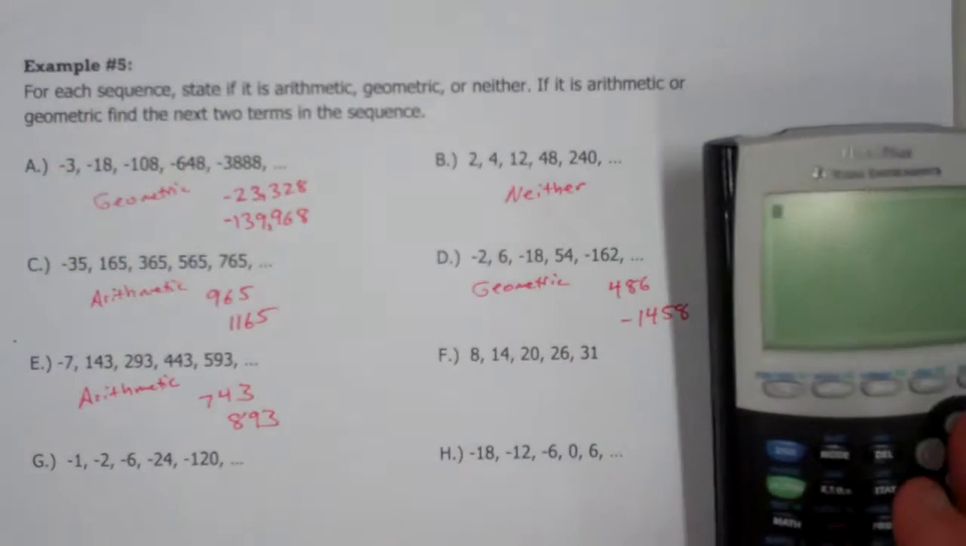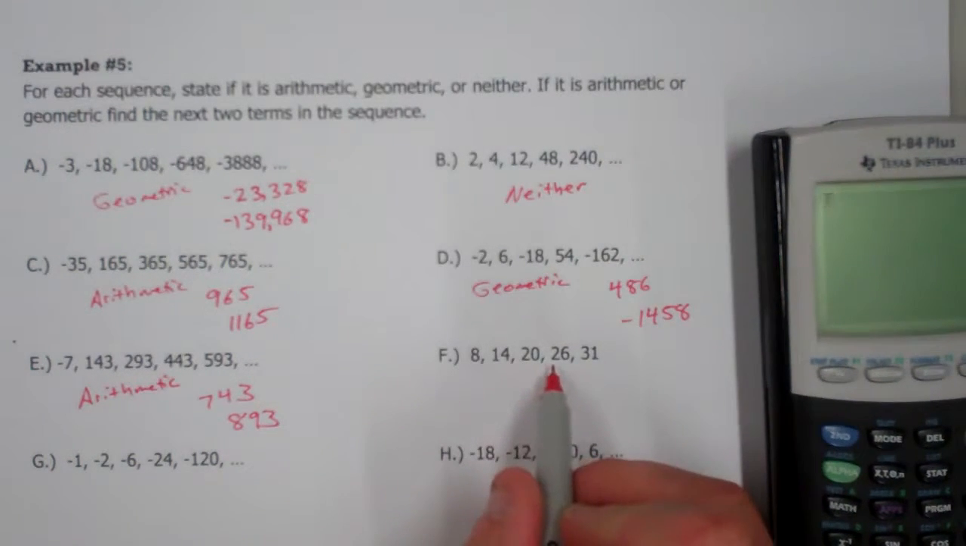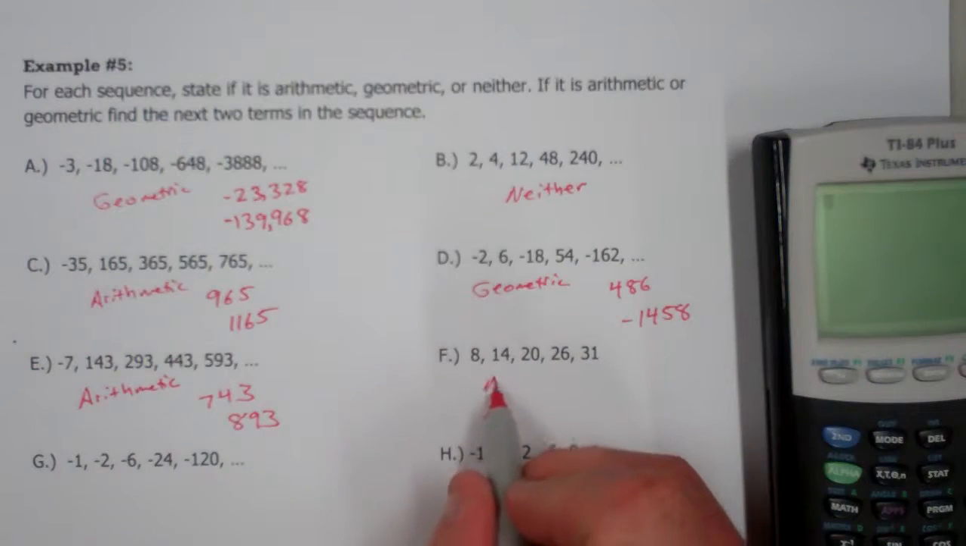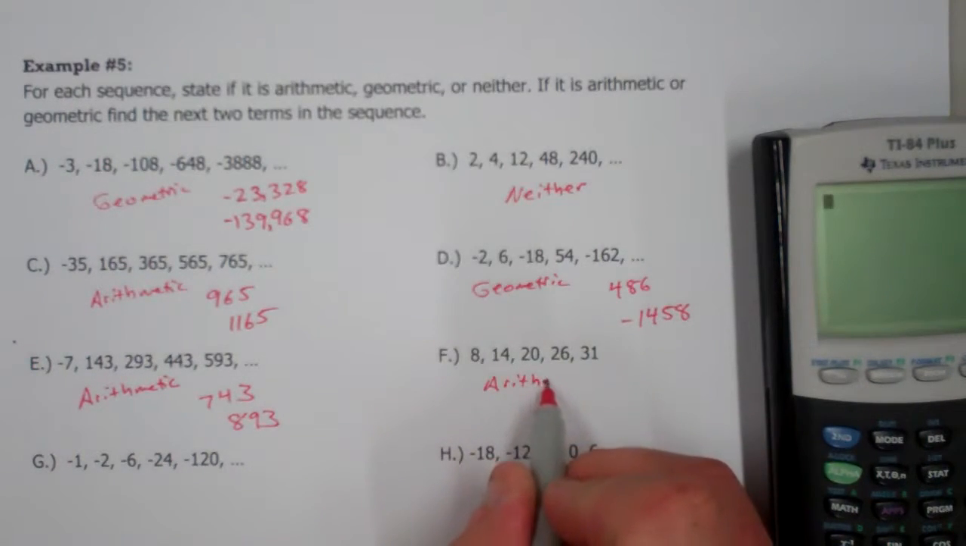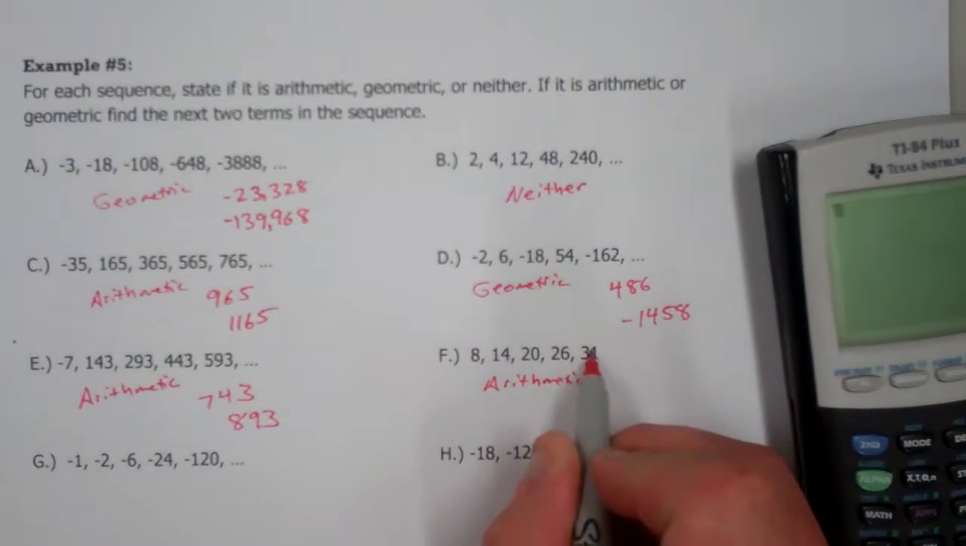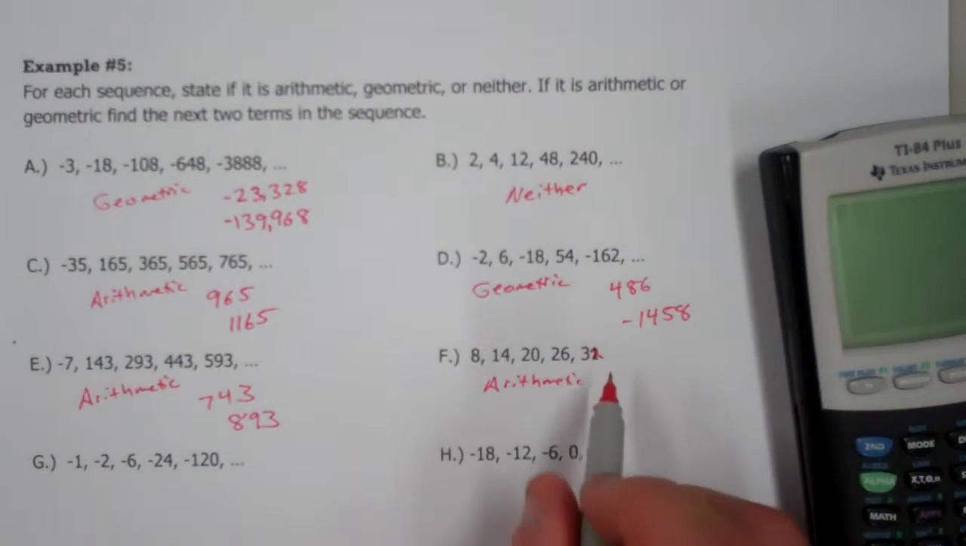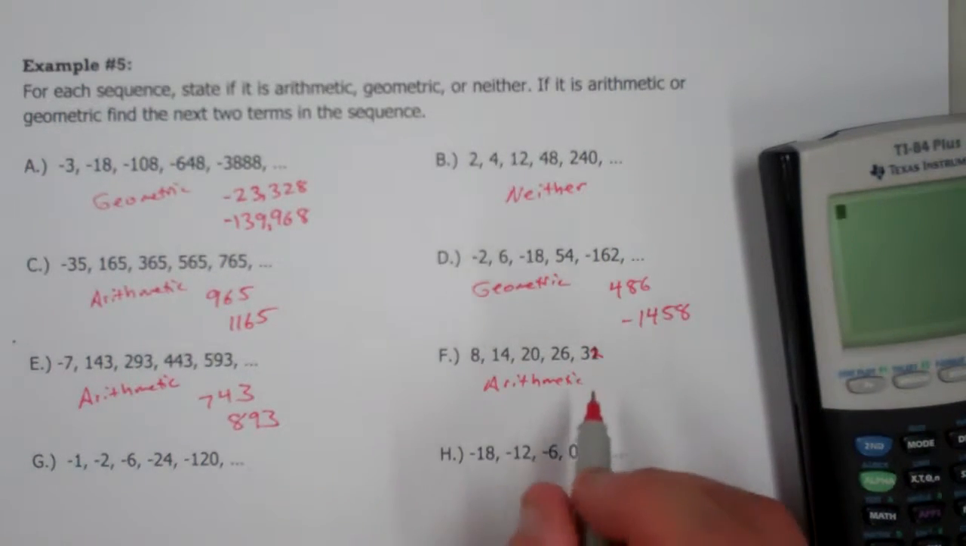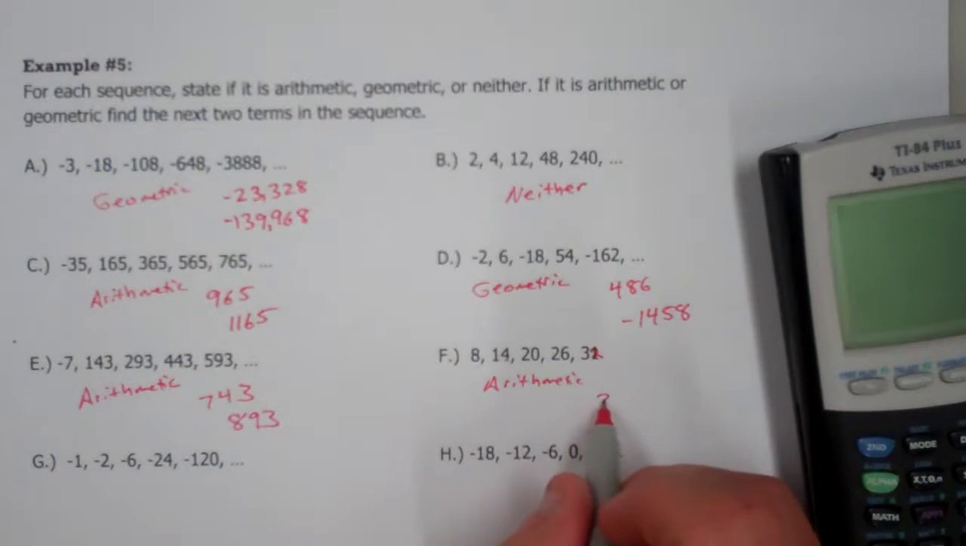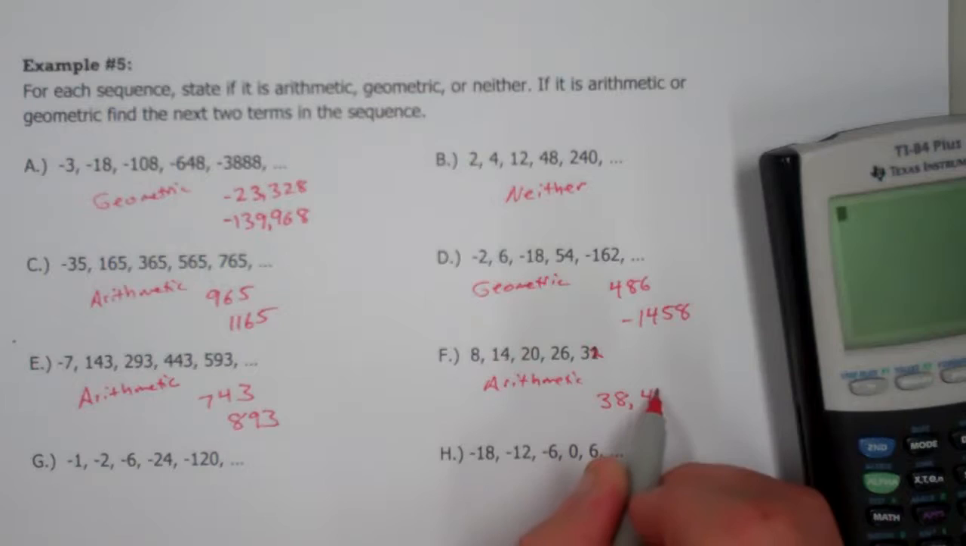Alright. Here we're going to add 6 each time. So this one is arithmetic. And that should actually be a 32, or we could say neither. Let's imagine it's a 32. If we add 6 each time, that should be a 32. And the next ones then would be 38 and 44.